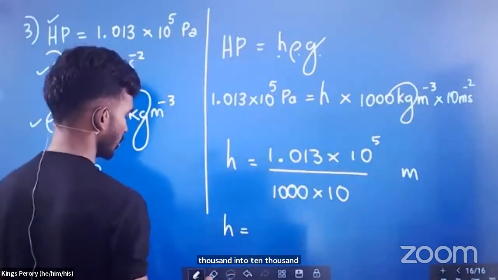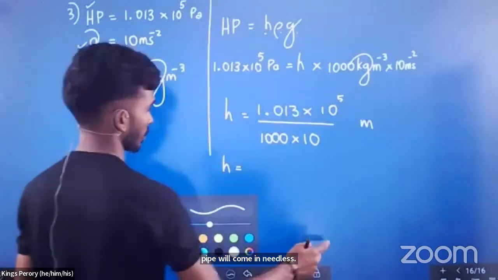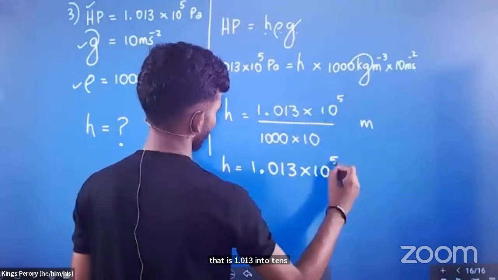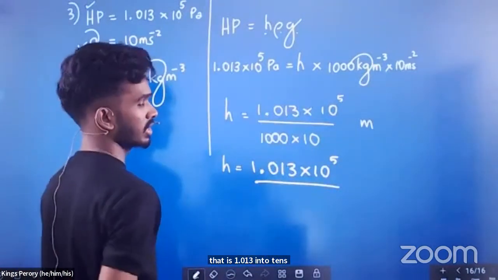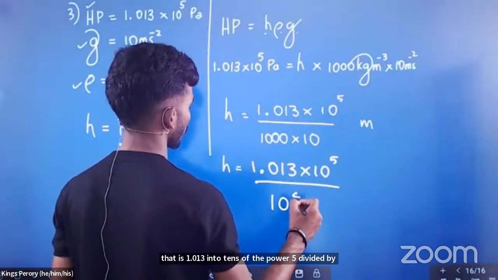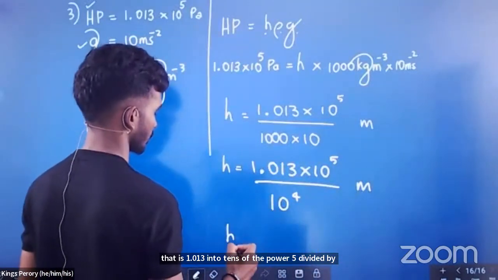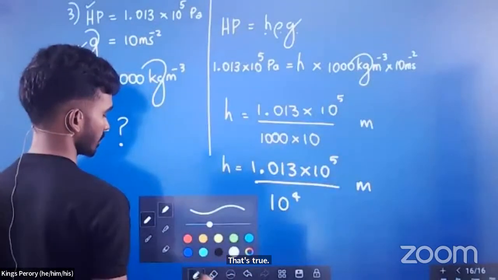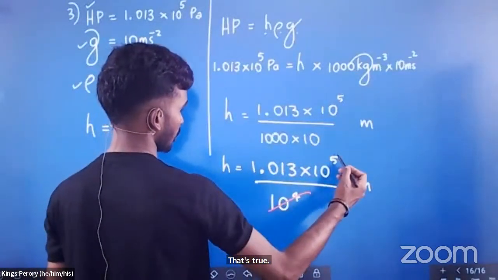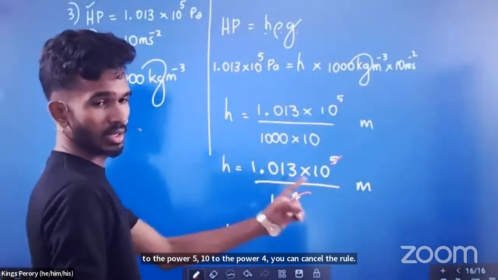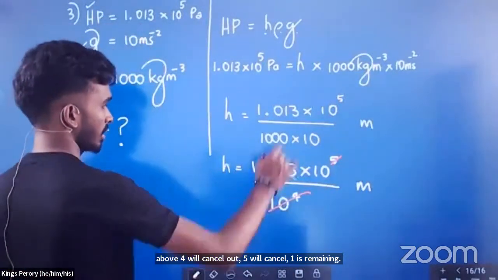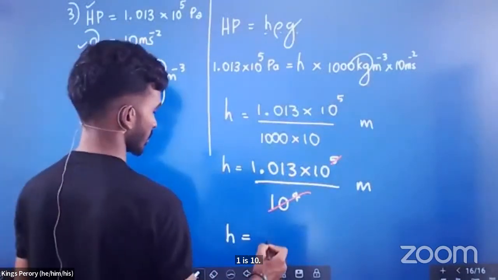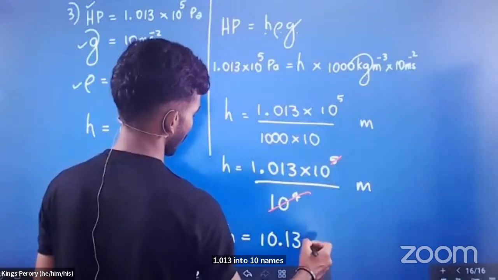If I take this one more step, 1.013 × 10^5 divided by 1000 × 10, which is 10,000, and 10,000 is 10^4. You can cancel them: 10^4 cancels off from 10^5, and 10^1 is remaining. 10^1 is 10. So 1.013 × 10 means 10.13 meters.